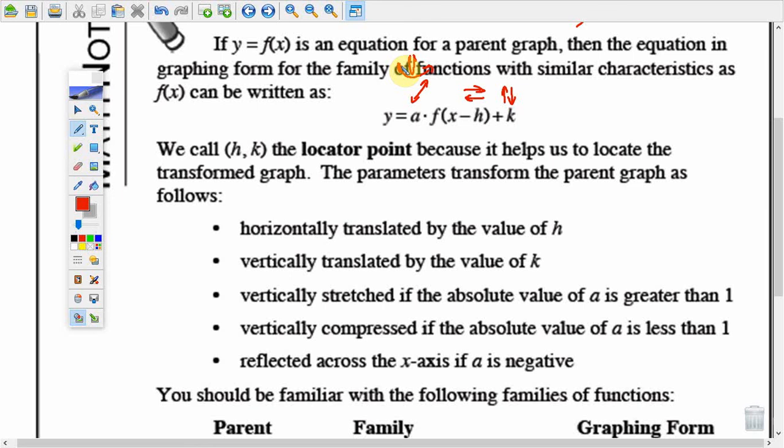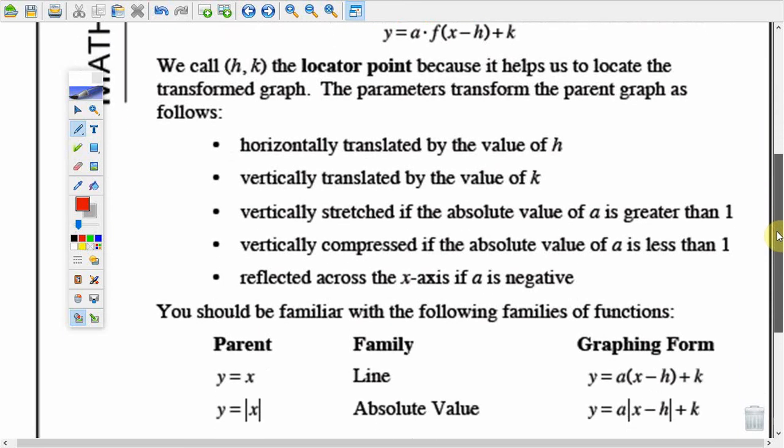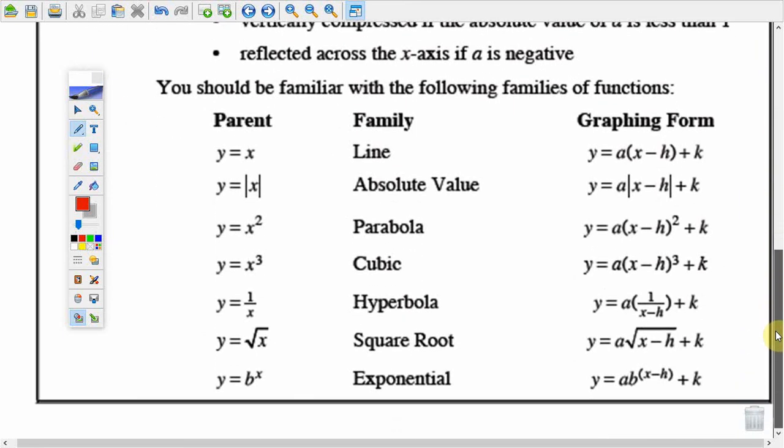All right? So these are all things that you've seen before, but you do need to know what they all mean. And the real trick here now is applying it to any family of functions. You've seen it in a bunch of specific applications. Now we want to be able to use that for any family of functions. So let's take a look at our parent equations and our families of functions, and then the graphing form that goes along with each of those.